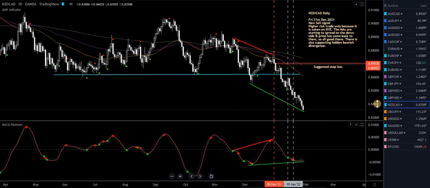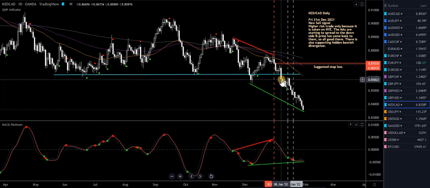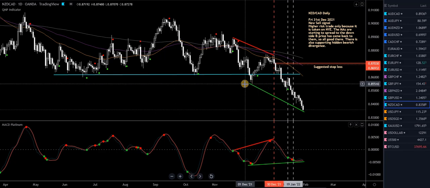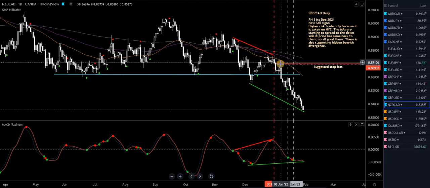New Zealand CAD, another one that's going all right, except we took a sell here. You can read the notes for the sell there. Broke these previous lows here nicely. Where we threw that in here, we would have been closing half. We've got this low here, close half there, bring your stop down.